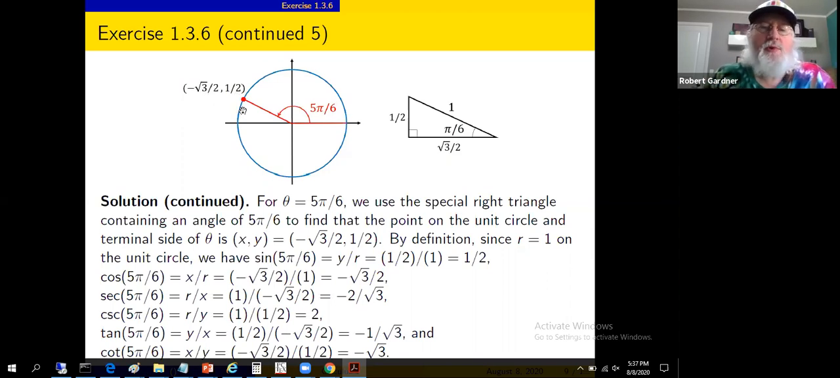We're in quadrant 2, where x is negative and y is positive. So we get negative square root of 3 over 2 and 1/2 for x and y respectively. R equals 1. We've done this several times before. Knowing x and y, we can find everything from those definitions.